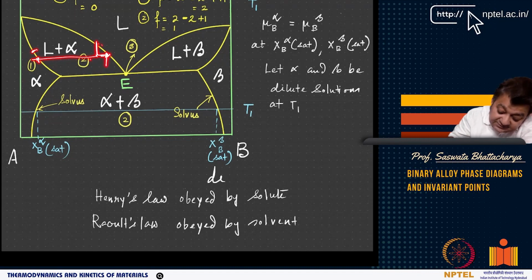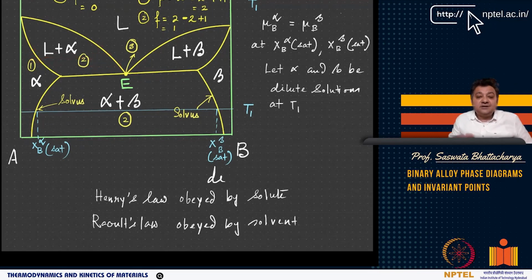As this liquid is solidifying, again you see the change in composition of the liquid. As you can see, the liquid becomes more and more enriched in solute, that is, the solute is getting rejected to the liquid, right? And the alpha composition is also changing. Alpha is containing more B, but the liquid is also becoming enriched in the solute on this side.